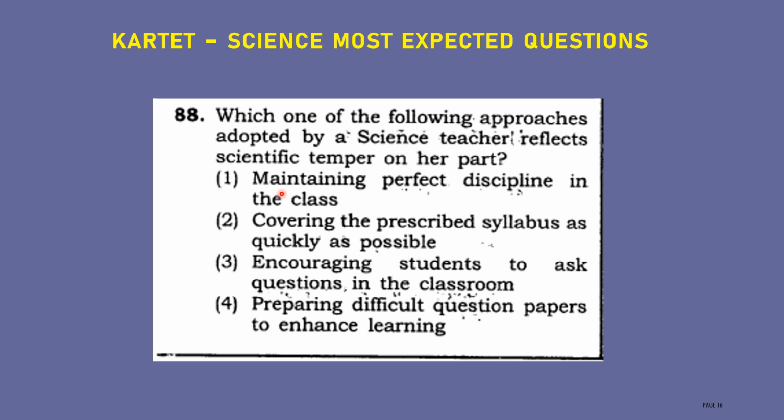If so much discipline is there inside the class, they are very scared to interact with the teacher. Therefore this is the wrong one. Second one, covering the prescribed syllabus as quickly as possible. This is also wrong. Their intention is not to cover only the syllabus. Their intention is to make the student understand the science topics. Therefore this is the wrong one.